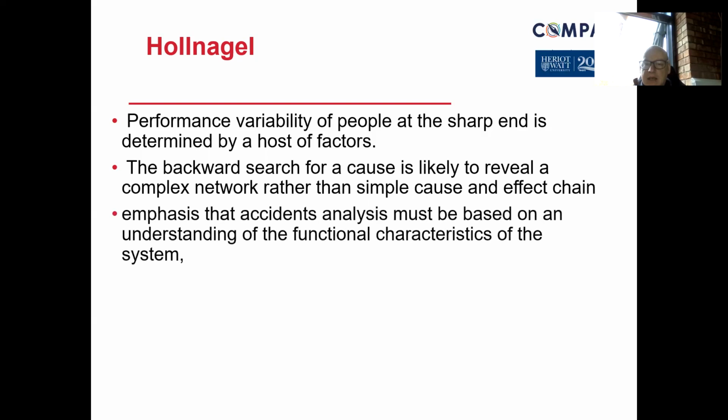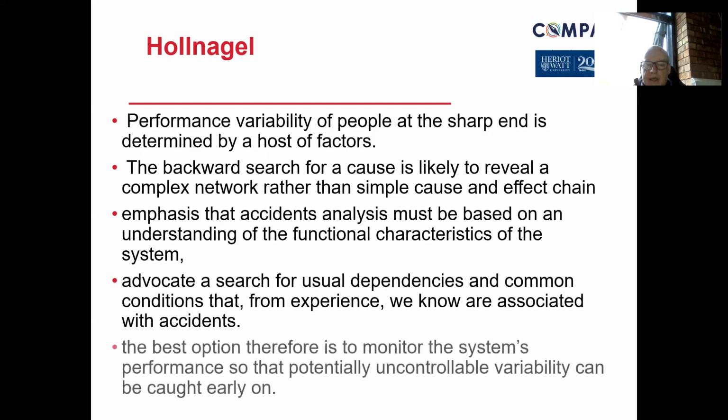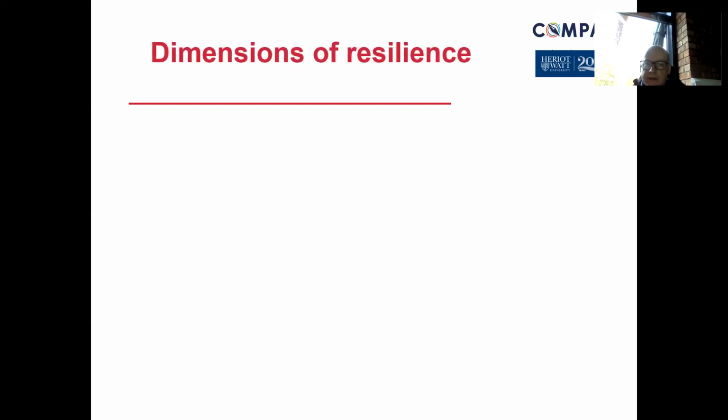There is an emphasis that accident analysis must be based on an understanding of the functional characteristics of the system. It advocates a search for usual dependencies and common conditions that, from experience, we know are associated with accidents. And then finally, the best option is to monitor the system's performance so that potentially uncontrollable variability can be caught early on. And I guess that's where the culture aspect comes in. The more time and effort is put into the way we make decisions and the way we act, and then the supervision and line management overseeing that to make sure the best behaviors are in place to avoid these issues.